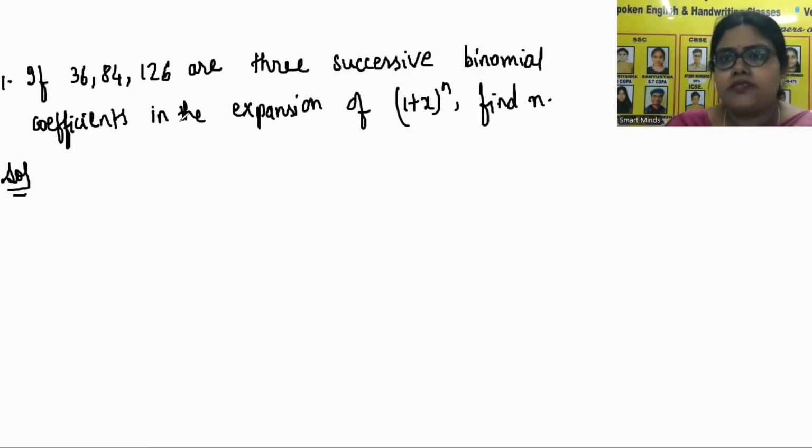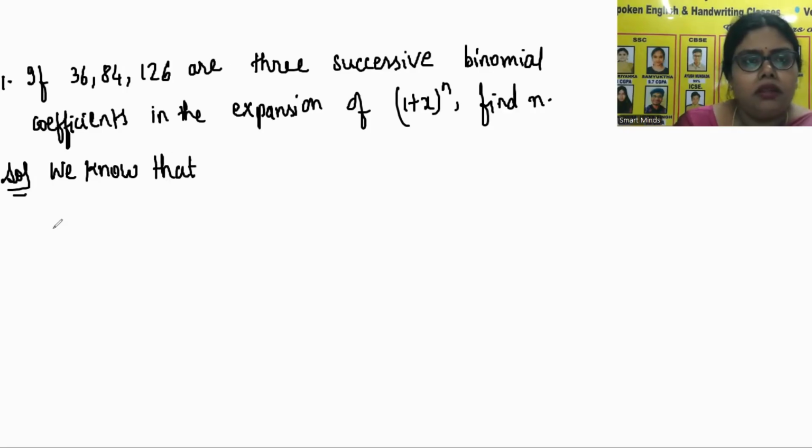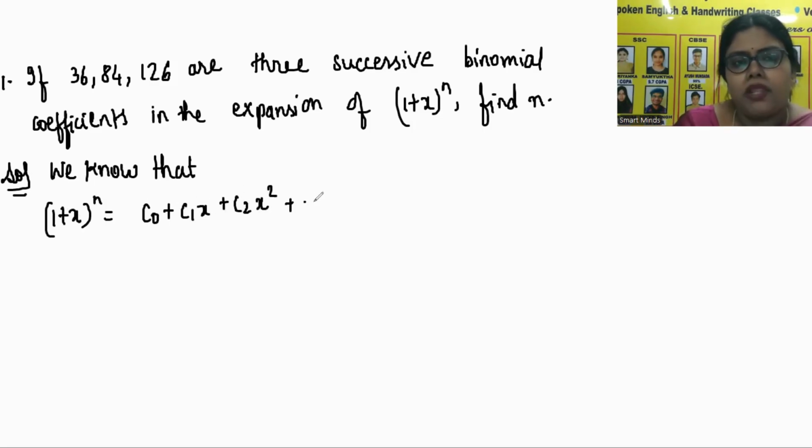Take this question. It is an LAQ from binomial theorem. If 36, 84, 126 are three successive binomial coefficients in the expansion of (1 + x)^n, then find n. Now you see, we know that (1 + x)^n = C0 + C1x + C2x² + ... up to Cn x^n.